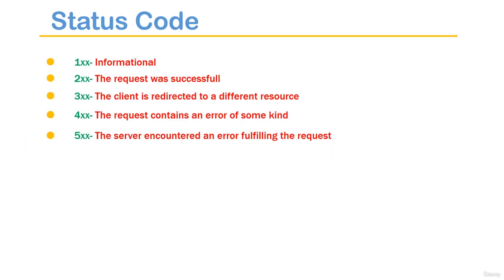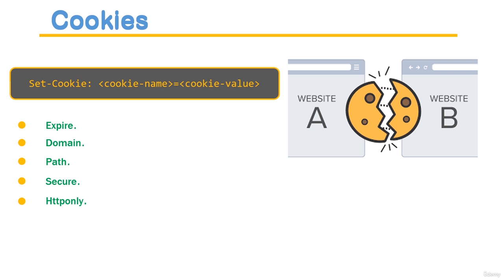And the next thing is domain. What is domain? Domain specifies the domain for which the cookie is valid, and this must be the same as or a parent of the domain from which the cookie is received. And the next thing is path. Path specifies the URL path for which the cookie is valid.